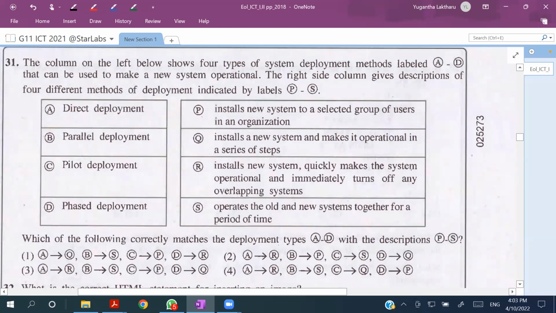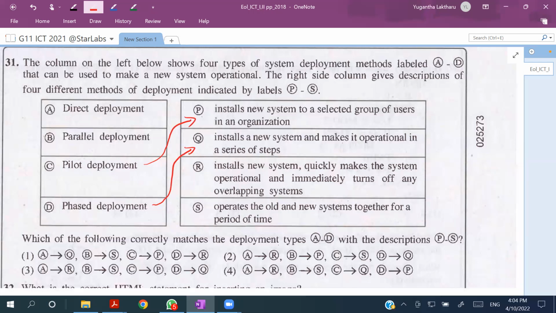Installs a new system to a selected group of users in an organization. That's what we call pilot implementation. Only to a limited number of people the full system is given. Once it is done and they confirm it is okay, then the entire organization is going to have the system. Installs a new system and makes it operational in a series of steps. If it is done in a series of steps, it's going to be the phase deployment, right? Step by step, it's going to install.